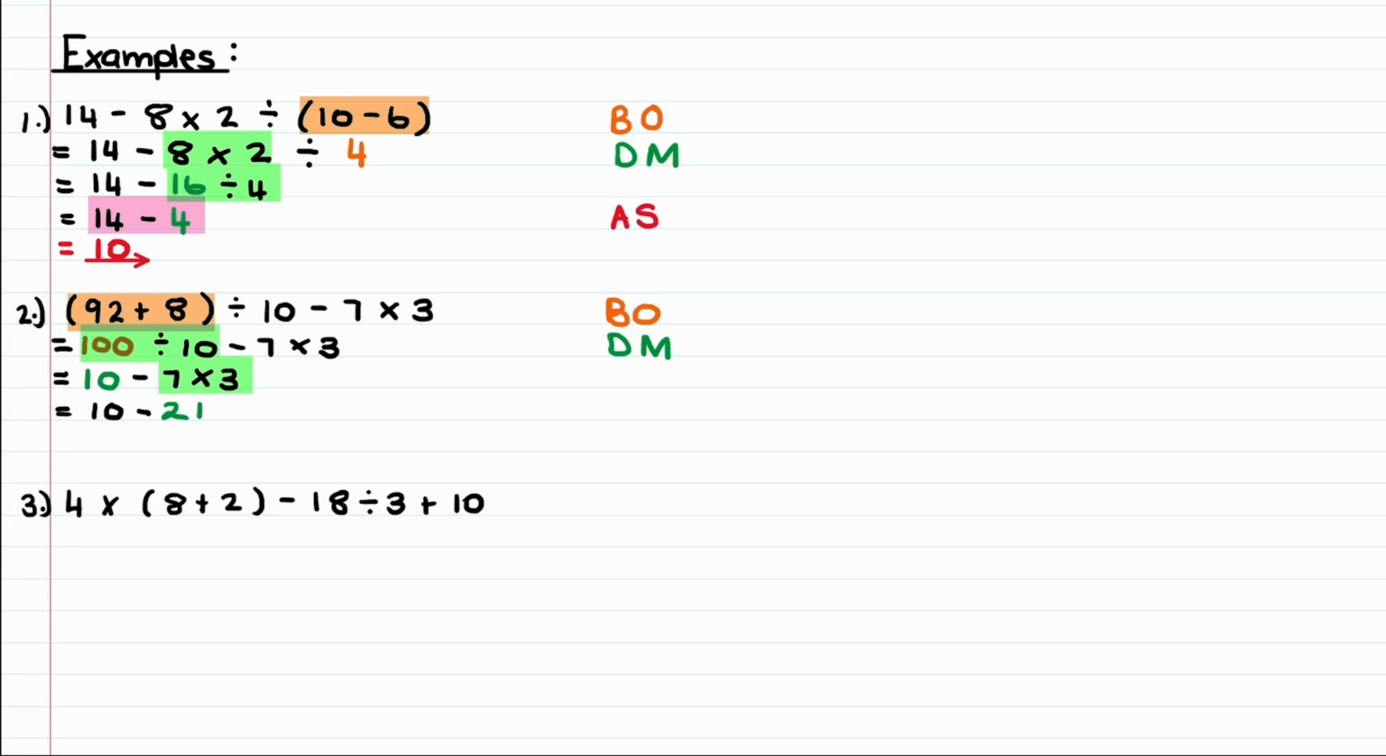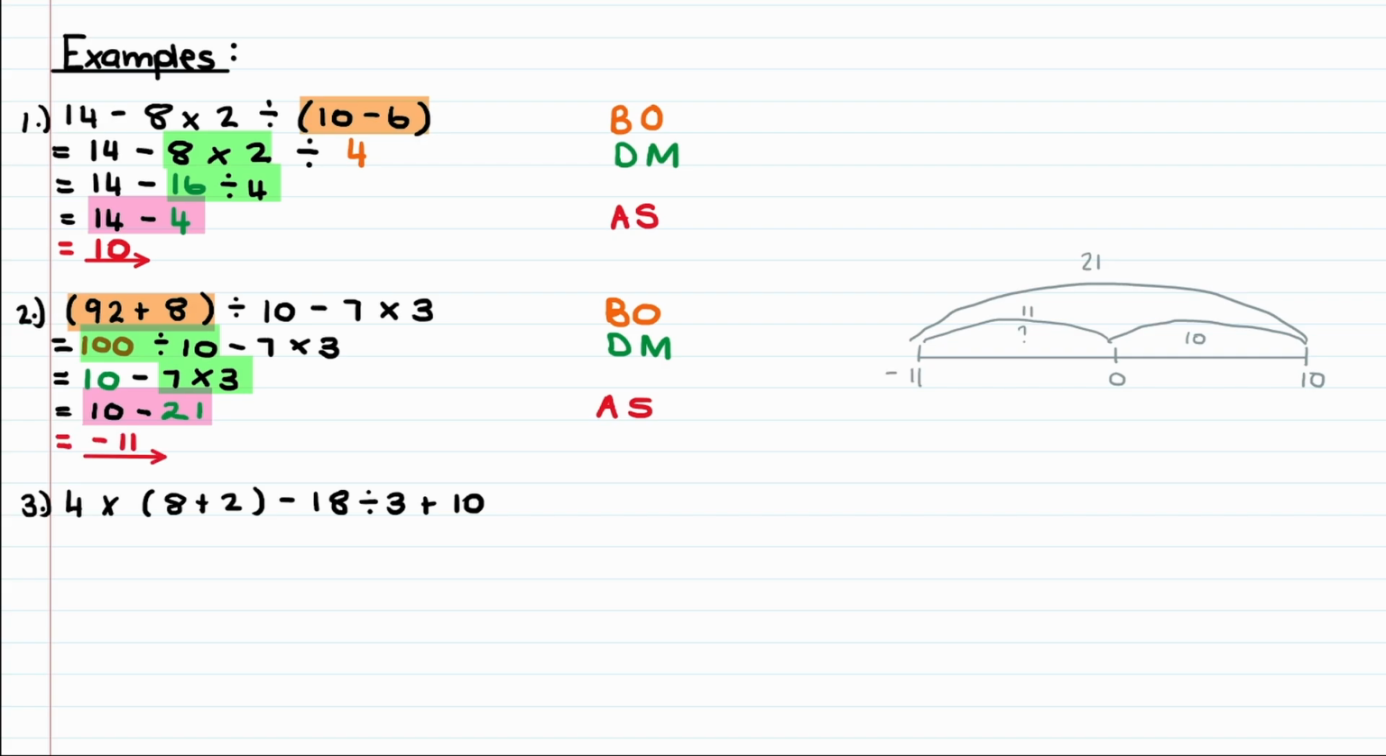Step 3. Add and subtract. 10 minus 21 is going to leave us with a negative answer. Remember to make use of a number line to help you. From 10 to 0 is 10 jumps to the left. But how many more do we need to get to 21 jumps to the left? That's right, we need to do 11 more jumps. Since the 11 ends up on the left of the 0, our final answer is negative 11.